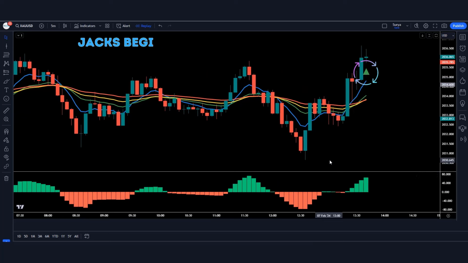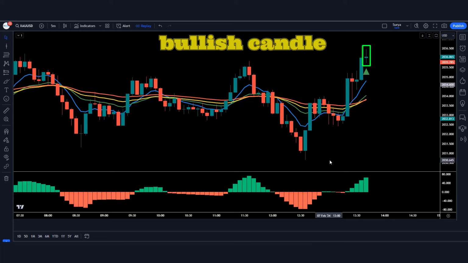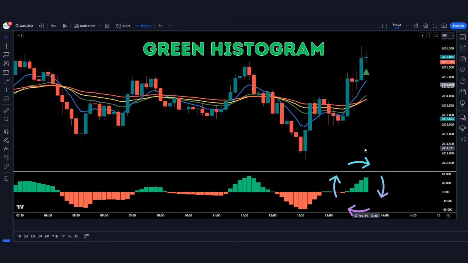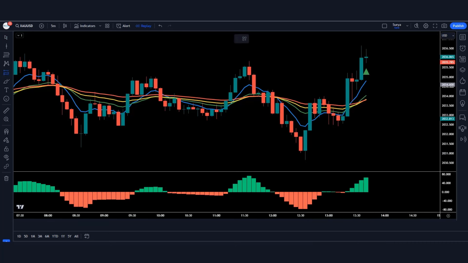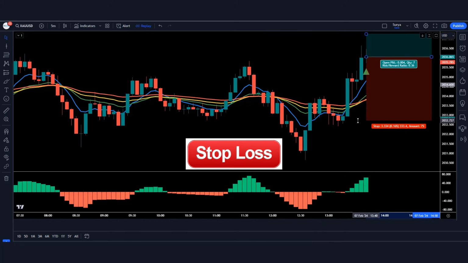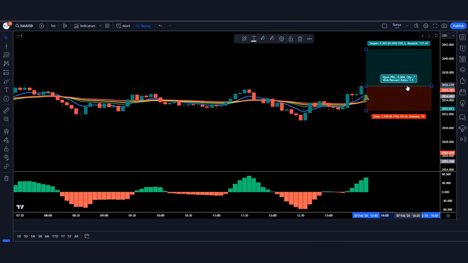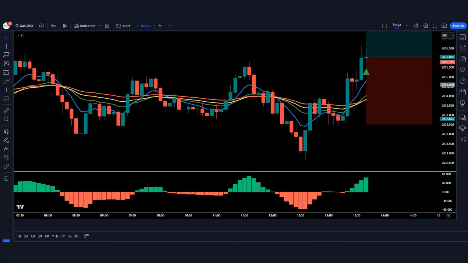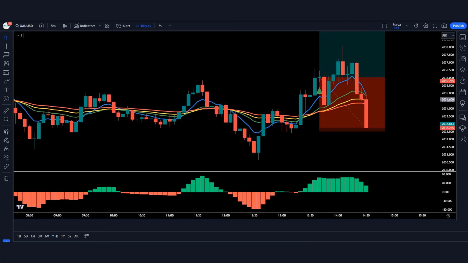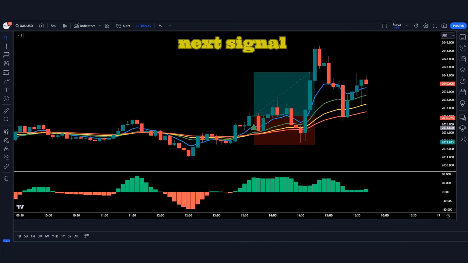Jack's Beginner Strategy Indicator has given a buy signal. The market has formed a bullish candle. The histogram indicator has created a green histogram. All these conditions are fulfilled. Therefore, we will take buy orders and keep the stop loss at the previous low of the market. And the risk-reward ratio will be 1 to 1.5. Let's see what happens to our buy order. The market is completely on target. Let's see the next signal.